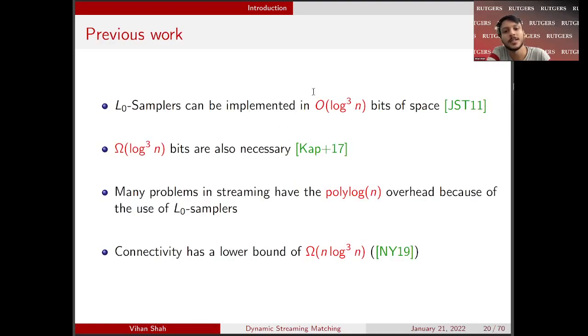Now, L0 samplers can be implemented in log cubed n bits of space, but they also need log cubed n bits of space. Many problems in streaming have this polylog overhead because of L0 samplers, especially connectivity, which has a lower bound of n log cubed n bits, given by Nelson and Yu '19. So this raises a question: is this polylog overhead always necessary?